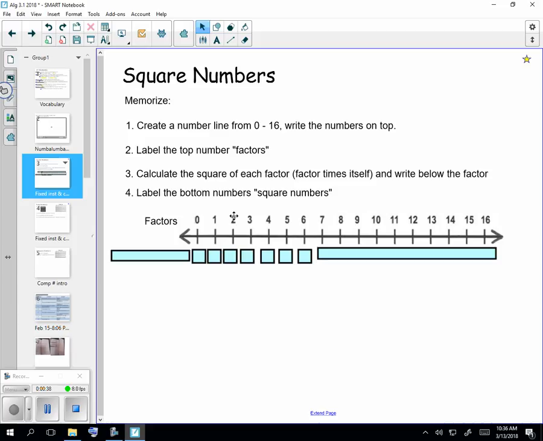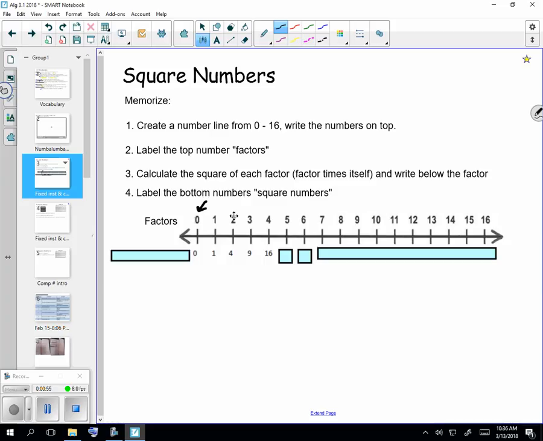So we're going to look. What is 0 squared? Well, 0 squared is 0. What is 1 squared? 1. What is 2 squared? 2 times 2 is 4. 3 squared? 9. 4 squared? 4 times 4 is 16.